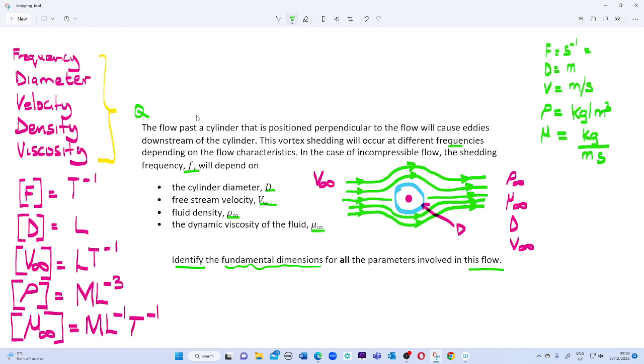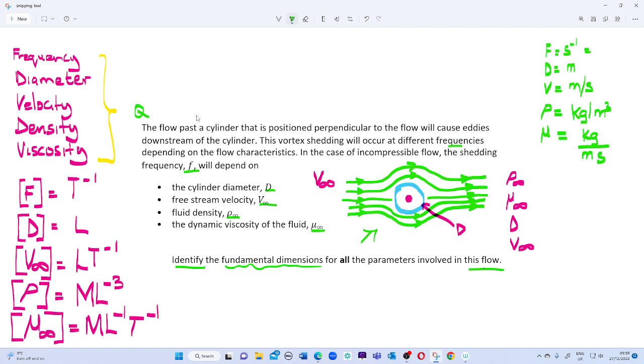Now let's assume the schematic represented here represents the flow past the cylinder that is positioned perpendicularly to the flow. We were told that there are flow characteristics in this particular incompressible flow. And what are those characteristics? Which are the frequency F, the cylinder diameter, the free stream velocity, the fluid density, and the viscosity.